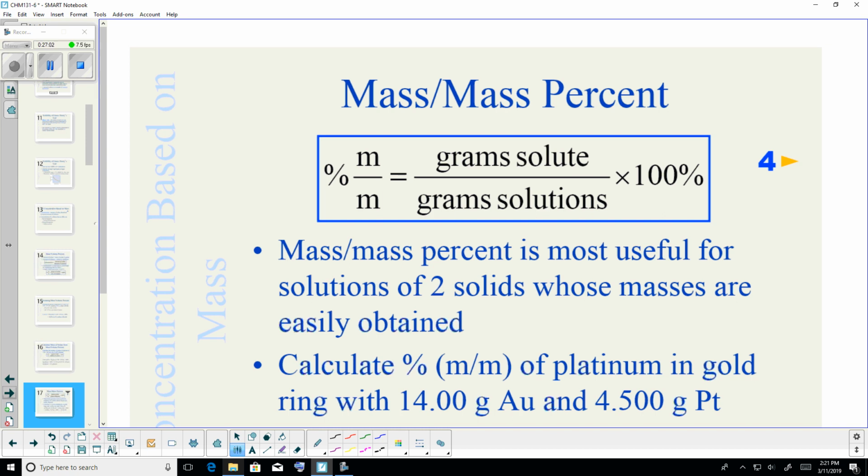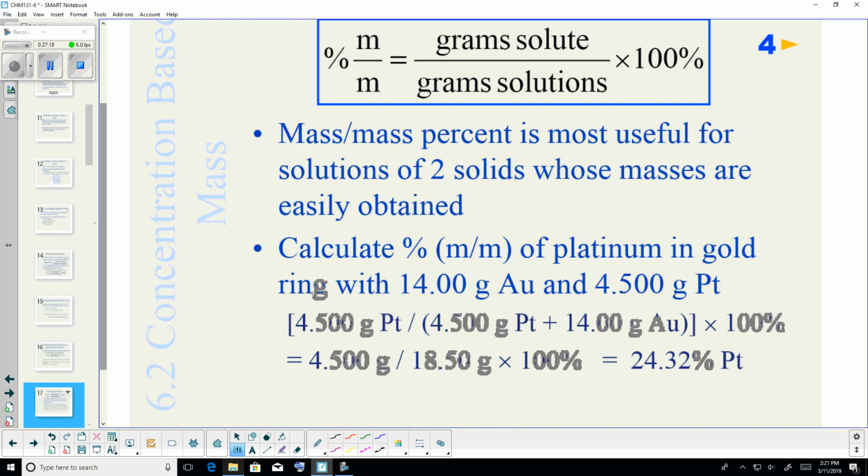We have mass percent. That's where you're adding a solid to maybe another solid. So again, it's grams of solute over grams of solution times 100. So calculate the percent mass of platinum in gold in a gold ring with 14 grams of gold and 4.5 grams of platinum. So it's 4.5 grams of platinum. That would be the solute. The solution would be 14 grams of gold plus 4.5 grams of platinum. It's the combination of them both times 100. Turns out to come out to be 24.32% platinum, which is probably the percentage of platinum in what they call white gold.